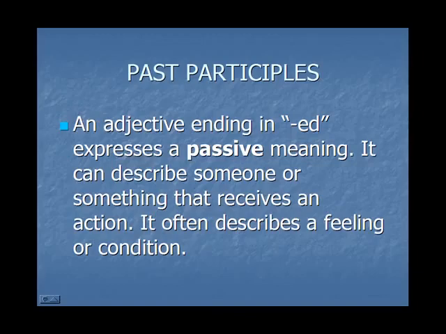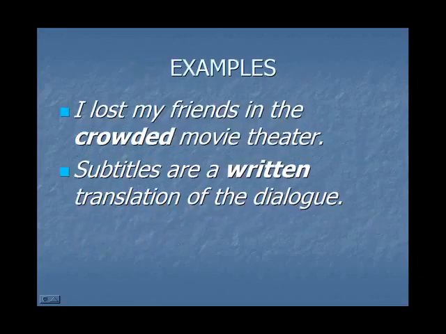Now let's talk about past participles. An adjective ending in ed expresses a passive meaning. It can describe someone or something that receives an action. It often describes a feeling or condition. Examples: I lost my friends in the crowded movie theater. Here, the adjective crowded is describing movie theater. It's describing the condition of the theater, and it has that passive meaning. The movie theater is not doing anything, it's not performing an action. In fact, people are coming into it, so you could say it's receiving an action. Something is being done to the theater.